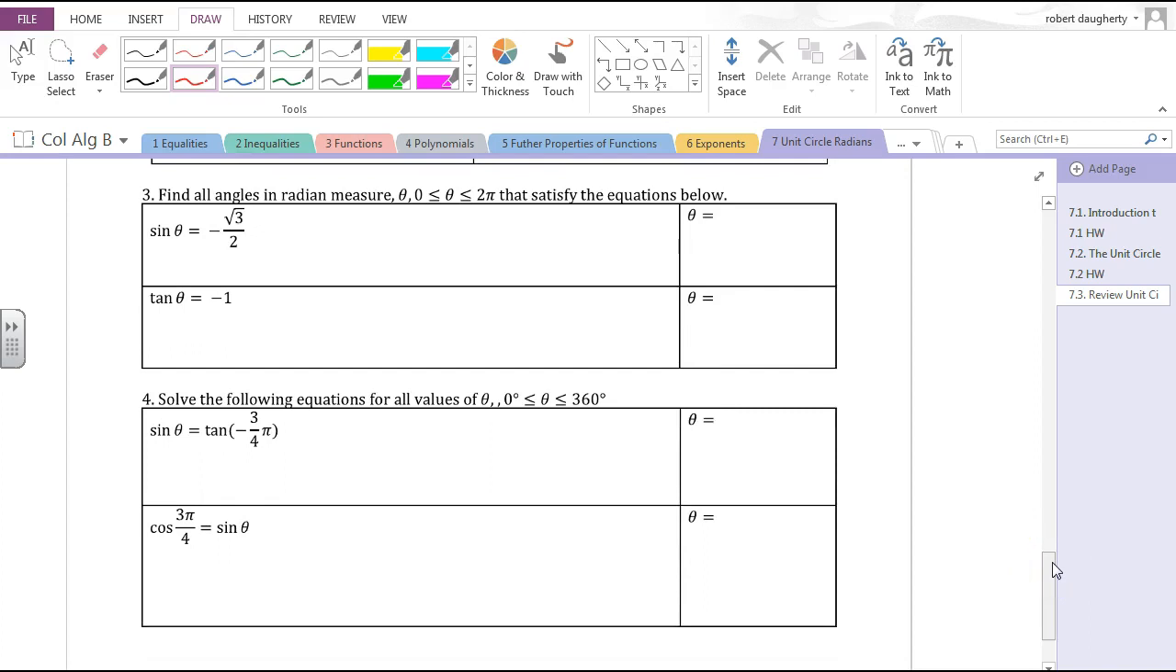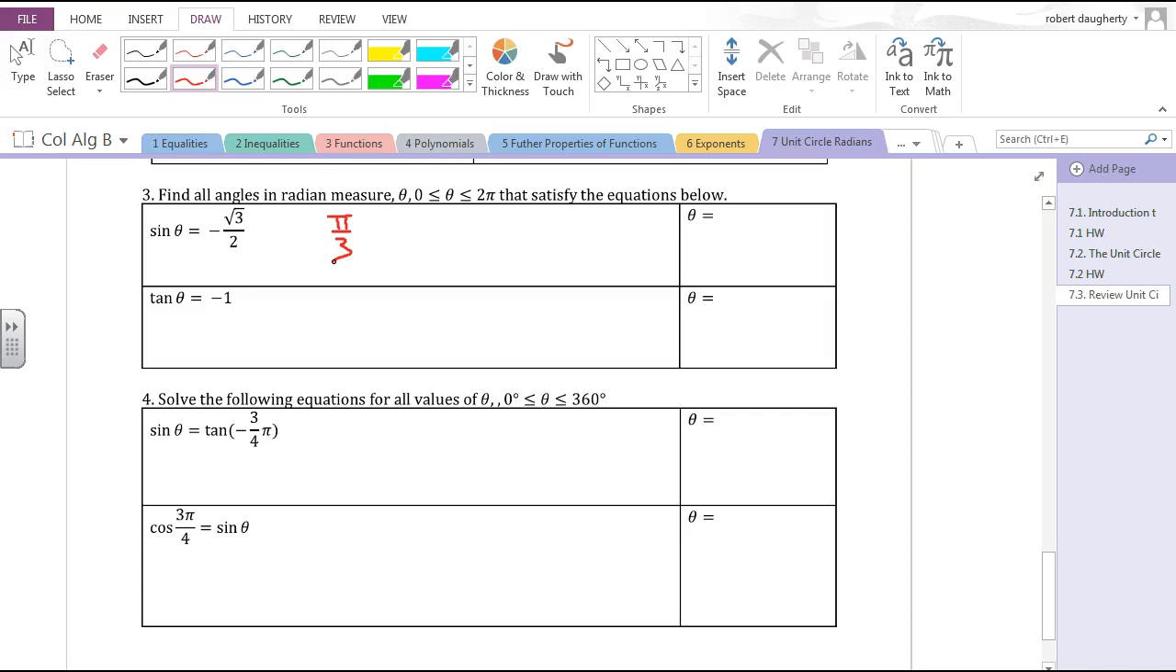Now, the second kind of problem where I give a value and you have to give me the angle or angles that make that true. Sine is negative square root of 3/2. So on your unit circle, where is the y value square root of 3/2? That happens at pi/3. Well, this also happens to be a negative value.